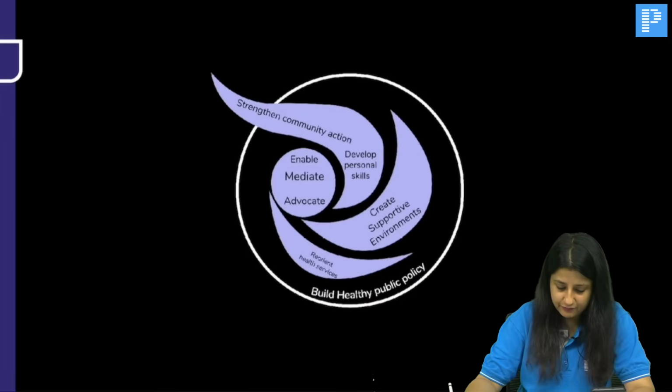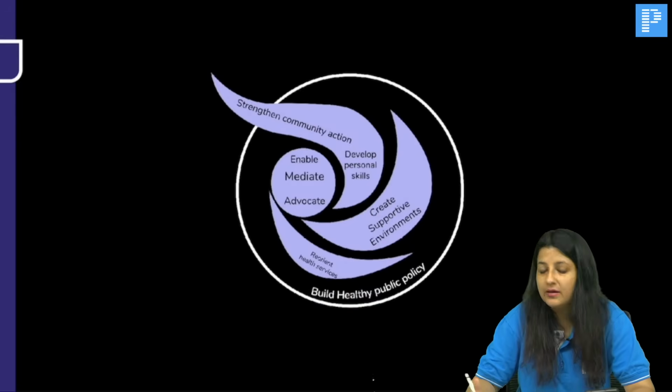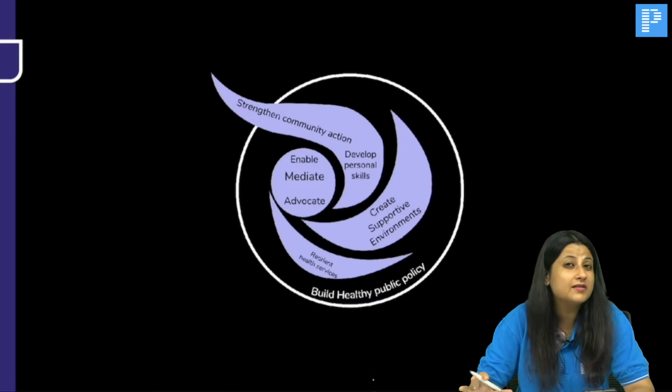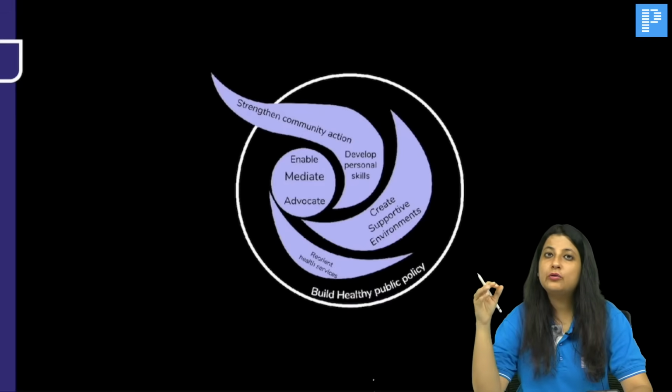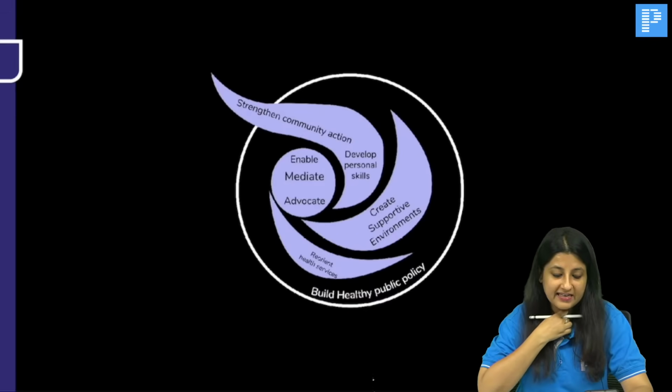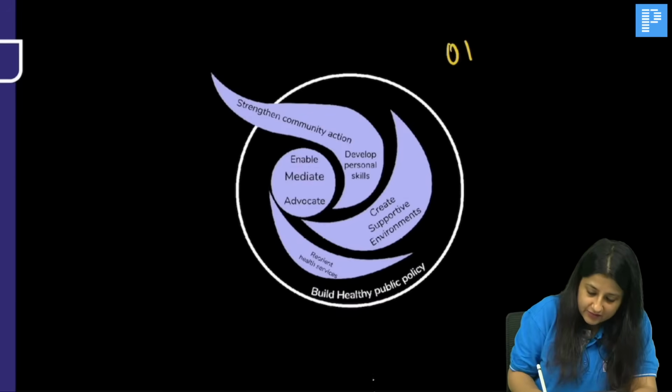Just tell me the name of this image. Suppose it has come. Earlier it used to come a lot, this one used to come. It's a favorite of AIIMS paper, but this is a very important concept which was adopted to keep people healthy. So what is it? Anybody? Very good. This is nothing but Ottawa Charter. I just wanted you to remember the name.